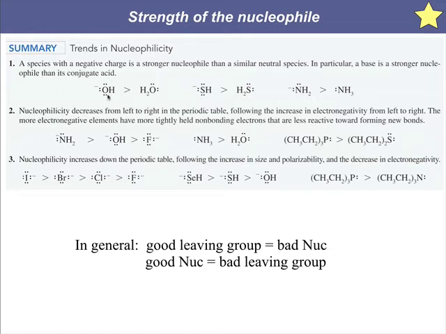Remember we said that a base is always a better nucleophile than the conjugate acid. So hydroxide would be better than water. Again, negatively charged versus neutral. Sulfide would be better than hydrogen sulfide, so SH- would be better than H2S. NH2- would be better than NH3.